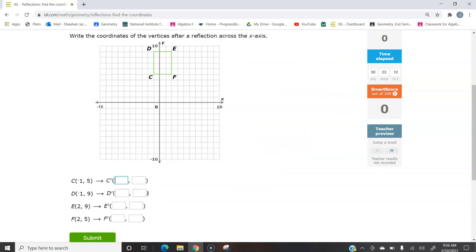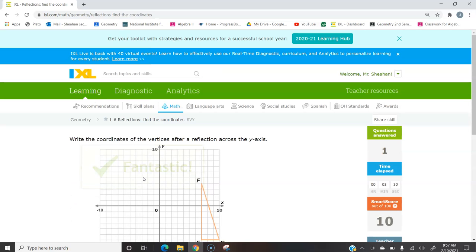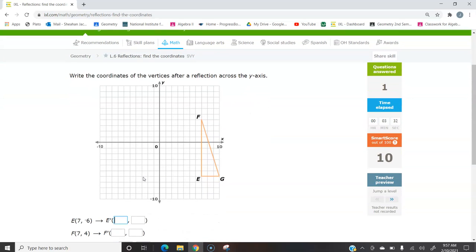For all the x's, we're going to be keeping them the same. So let's just go down and make all the x's the exact same number. And then we're going to change all the y's to the opposite signs. So from positive 5 to negative 5, from positive 9 to negative 9, negative 9, and negative 5. That should be correct. Cool.